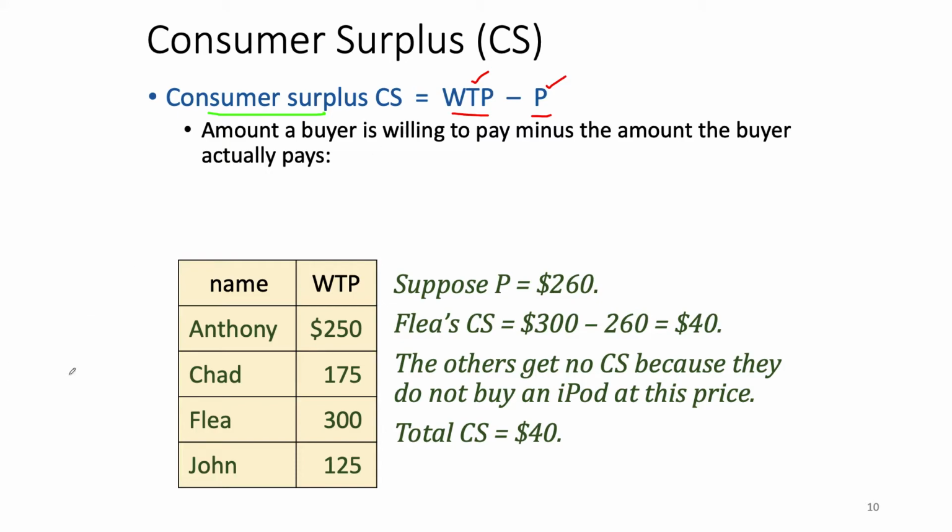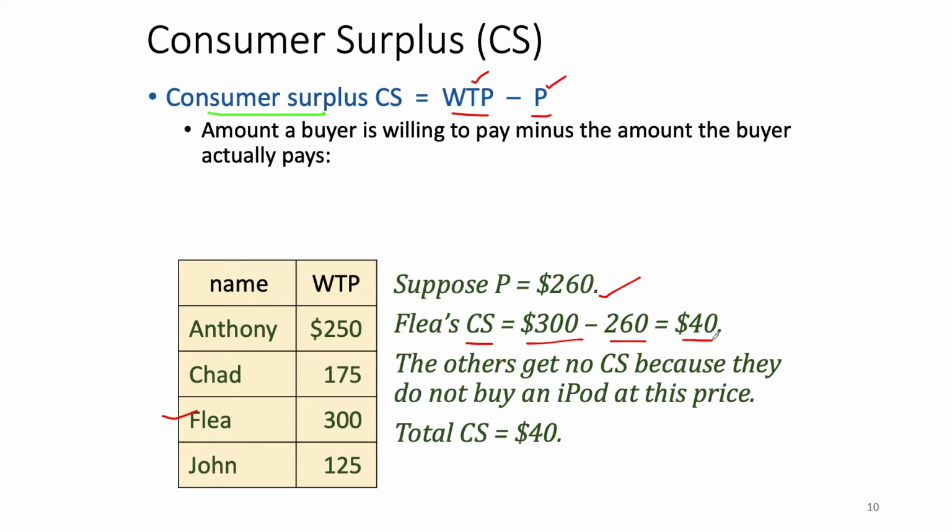Okay. So let's consider when the price is $260. If the price is $260, the only person in this market is going to be Flea. No one else is going to buy anything. And Flea's consumer surplus would be his willingness to pay, which is $300, minus the price that he's asked to pay, and the difference is $40, right?